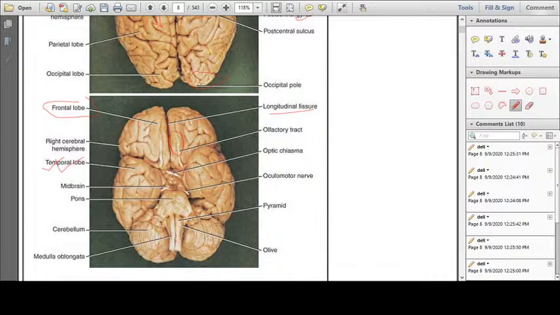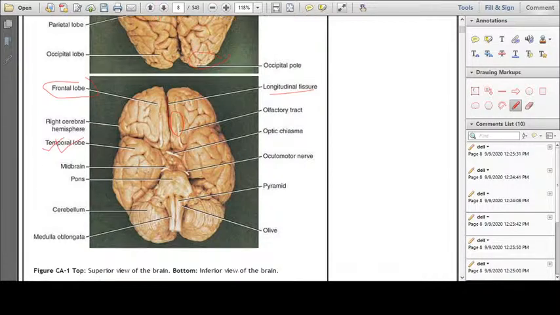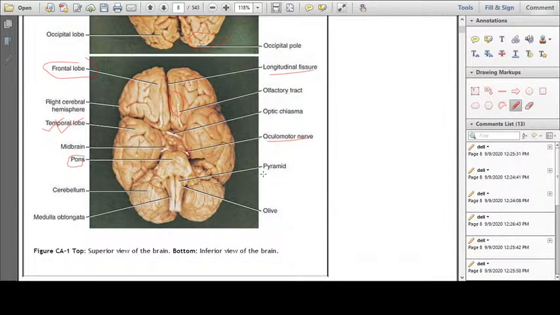This is the optic chiasma. I'll be talking about it later. However, it is the point at which both the optic nerves cross each other. This one is the midbrain. It is a part of the brainstem. This is the oculomotor nerve, one of the cranial nerves. This is the pons, also known as pons varolii, and this one is a pyramid. This is part of the brainstem. I'll be talking about it later. And this is the olive. This is the cerebellum, also known as the little brain, and this one is the medulla oblongata.